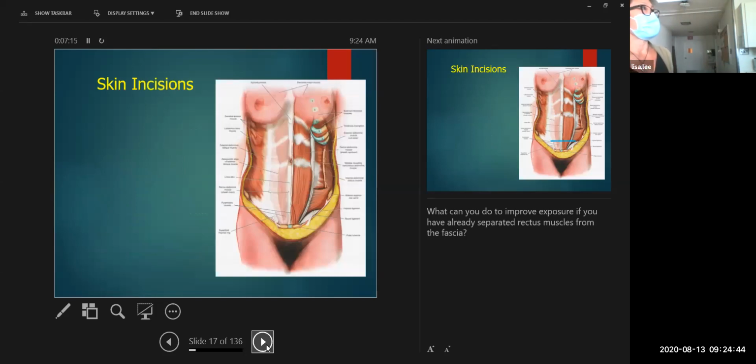Okay, let's just talk a little bit more about incisions because I like to operate and I like talking about operating. So different skin incisions, okay? This also relates to the abdominal wall. So what incision is that? 2 finger breadths above the pubic bone. Pfannenstiel, exactly, okay?